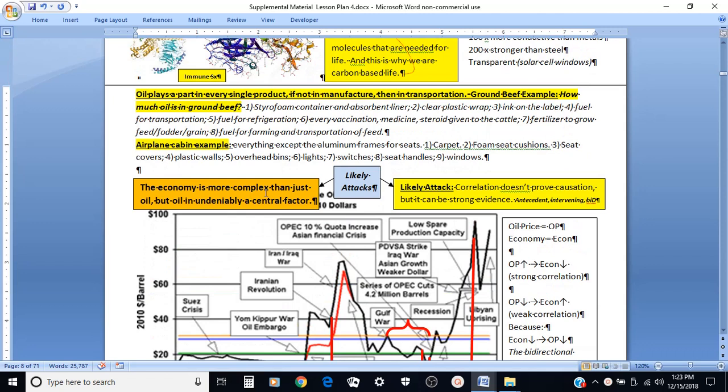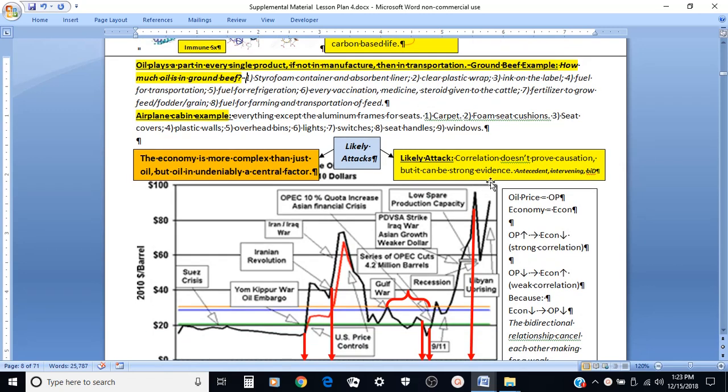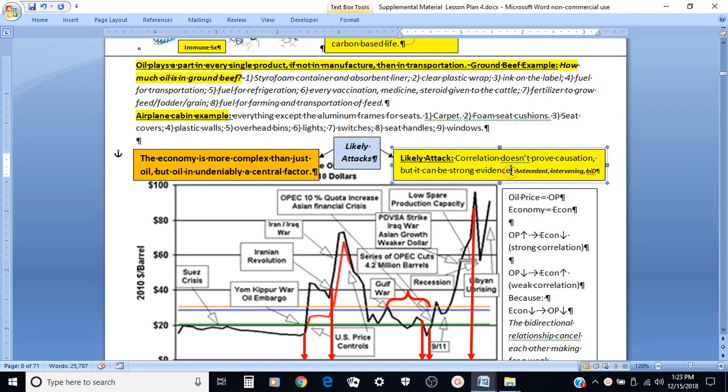The economy is more complex than just oil. So here are likely attacks. Well, people are going to say the economy is more complex than just oil. Yeah, but still oil is undeniably a central factor. Another likely attack is, well, correlation doesn't prove causation, but it can be strong evidence, right? We talked about in lesson number 2 on the scientific method how this is true. Correlation does not prove causation, and one of the reasons is because you have other types of variables. You have antecedent variables, you have intervening variables, and you also have bidirectional relationships, right?